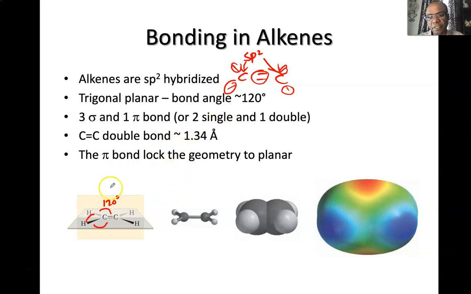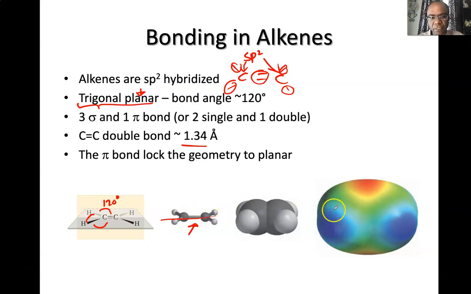And for sp2 atom centers, the molecular shape is always trigonal planar. Underline the word planar. Okay. So the bond length is 1.34, which is shorter than a single bond. And then the pi bond helps the structure to be planar. So like you see here, everything is flat.